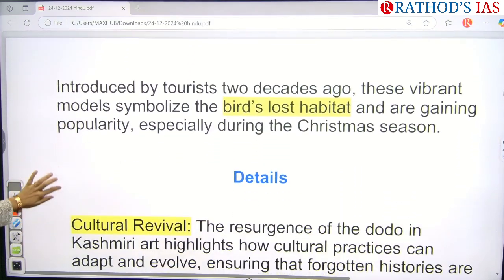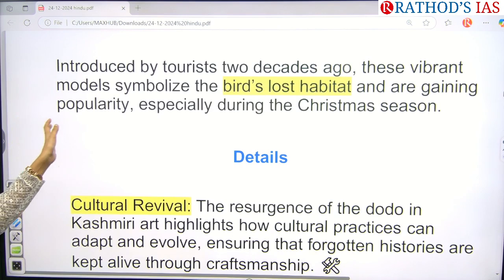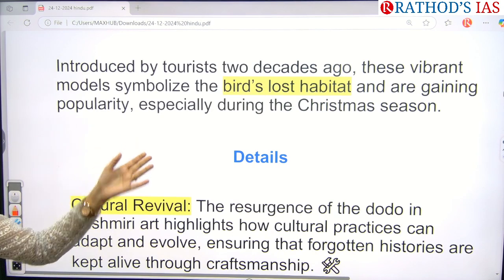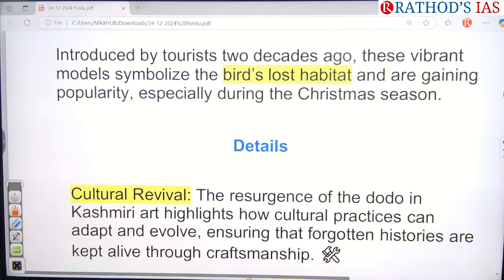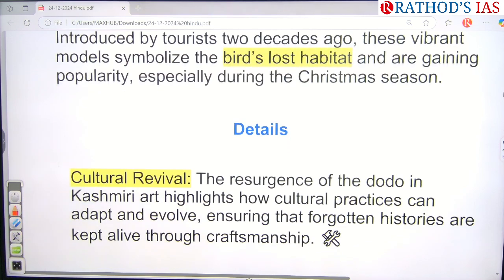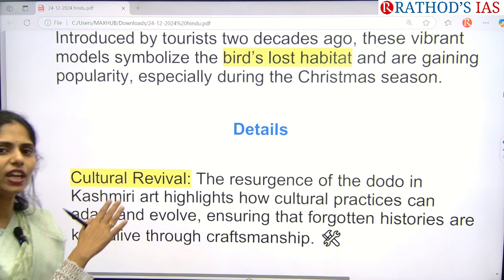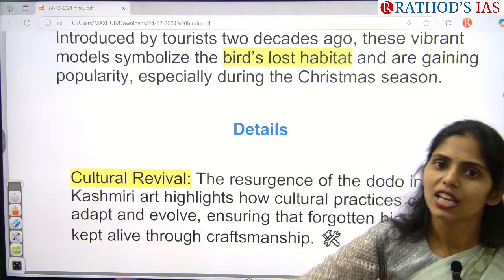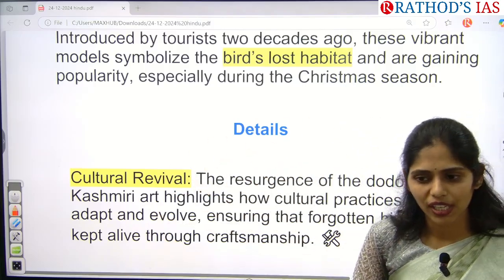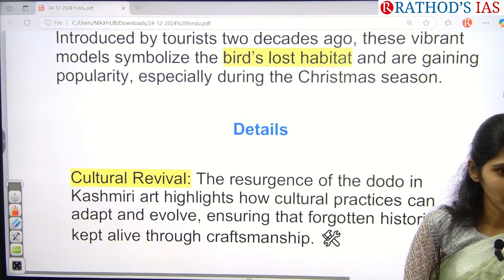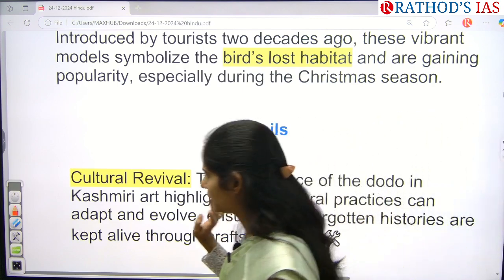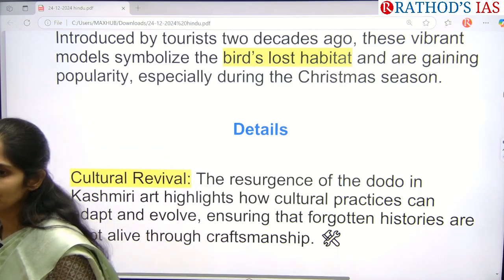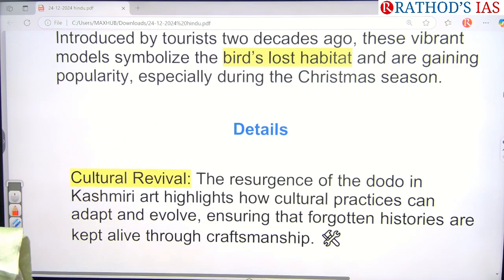Actually these models mainly symbolize the birds' lost habitat, and now they are gaining popularity, especially during this Christmas season. So whenever they are preparing these paper models and exporting them to other countries, that is creating local employment opportunities as well as local economy revival in Kashmir. Because it is a very disturbed region if you compare it with any region in our country, right?